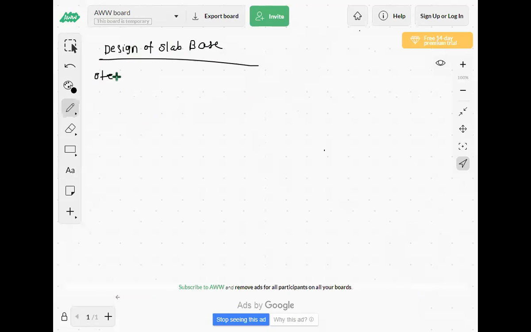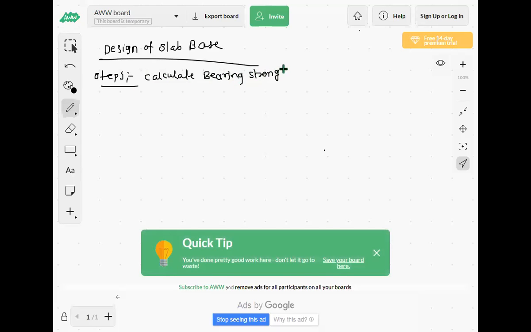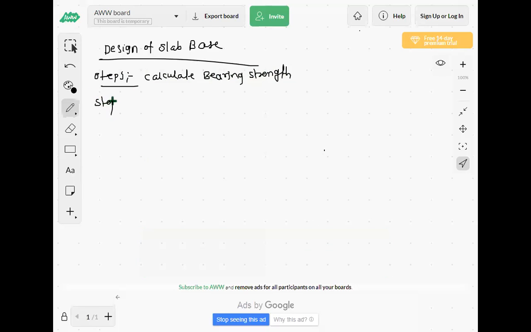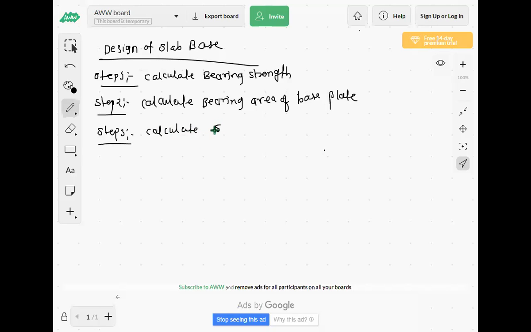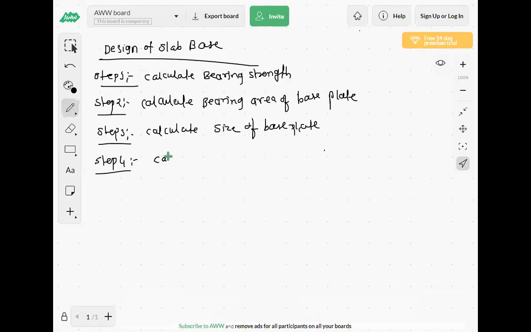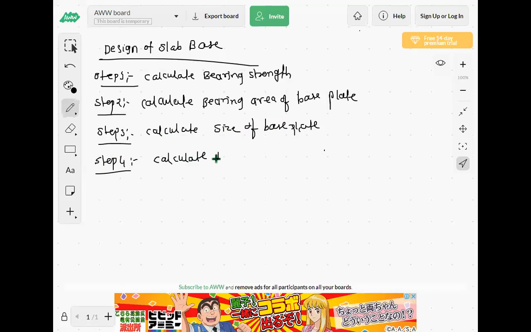Step 1 was to calculate bearing strength. Step 2 was to calculate the bearing area of base plate. In step 3 we calculated the size of base plate. In step number 4 we calculated the intensity of pressure.